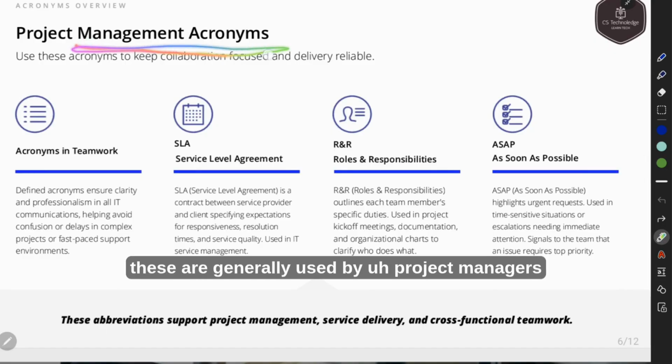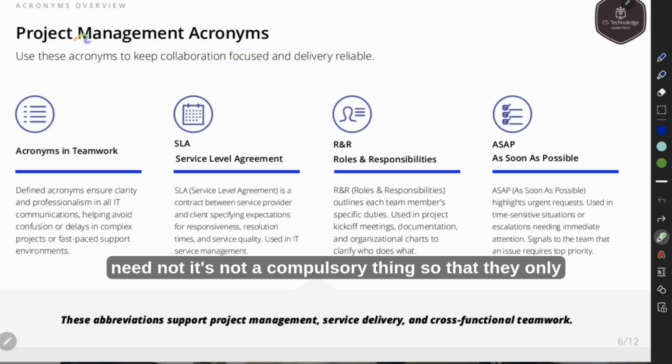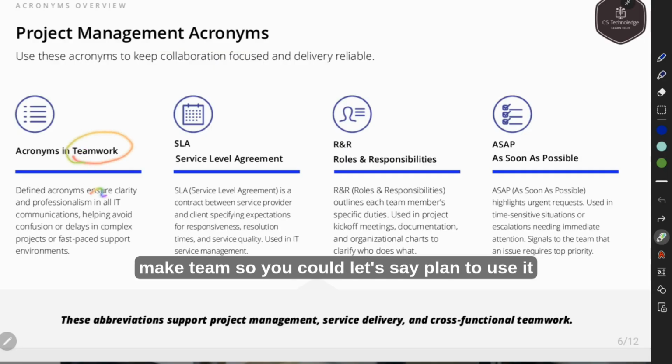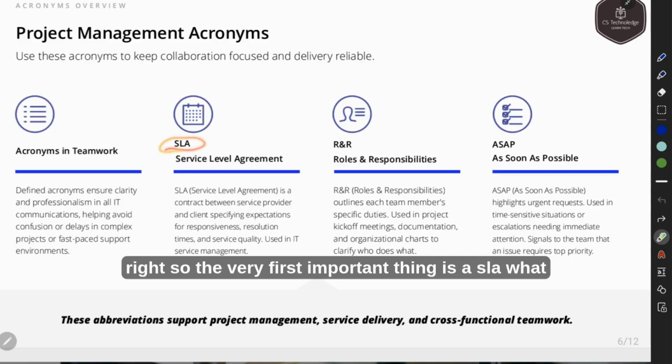Okay, let's go to the next slide to understand some project management acronyms. These are generally used by project managers. It's not a compulsory thing that only they should use it, but in general, whenever you're working as a team, you could plan to use it. So the very first important one is SLA. What does SLA mean? Service level agreement.